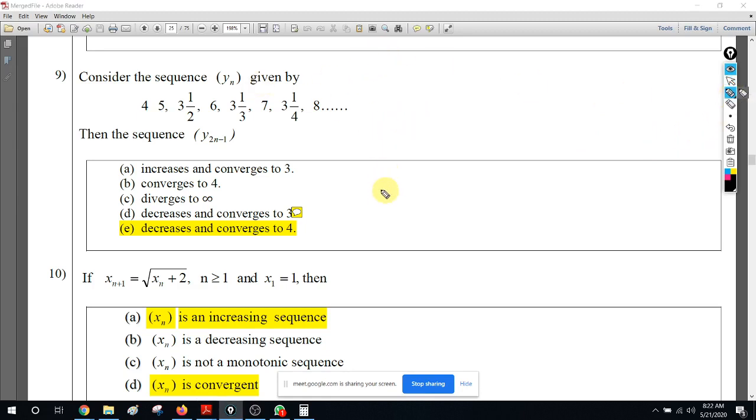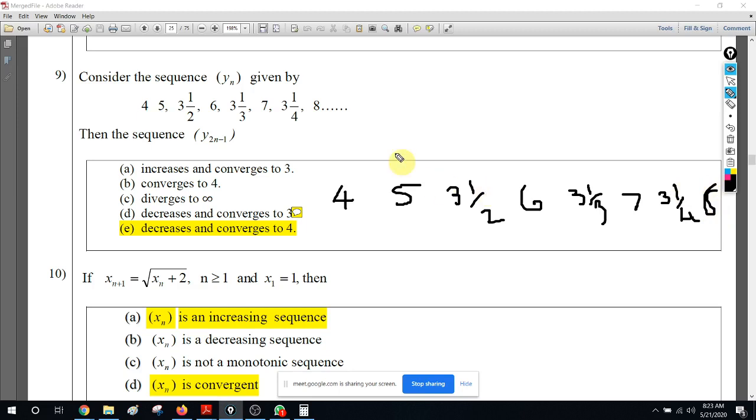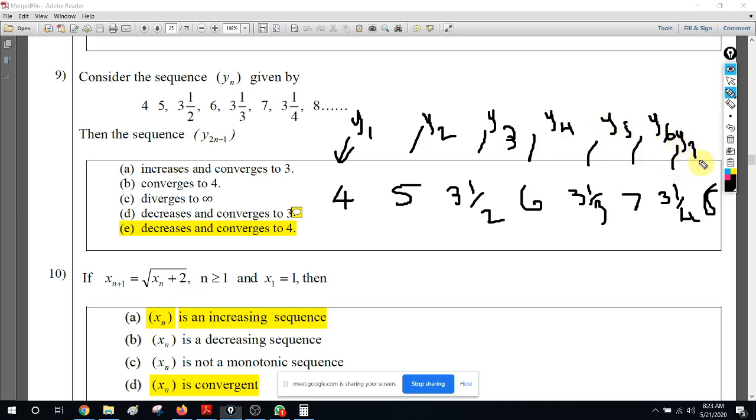Right? So this is, I'm again writing this: 4, 5, 3 and a half, 6, 3 and 1 third, 7, 3 and 1 fourth, 8. Okay, so this is my y1, y2, likewise you have to write it down, y3, y4, y5, this will take some time, y6, y7, and y8. Okay, what they need is y2n minus 1. Right, can you see a pattern now?